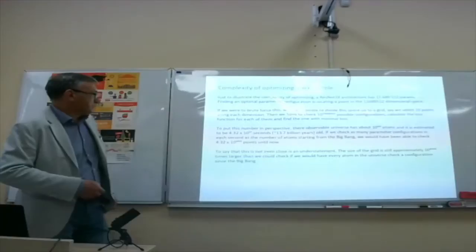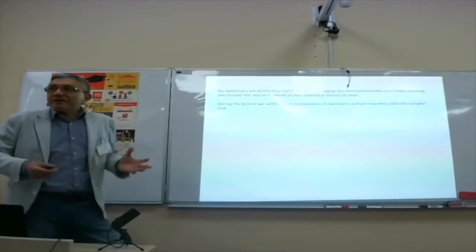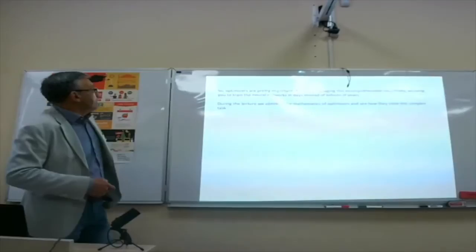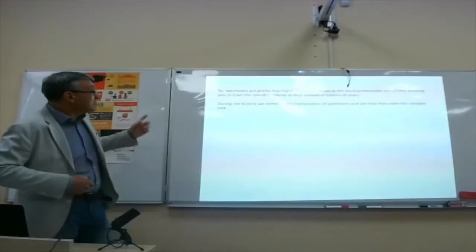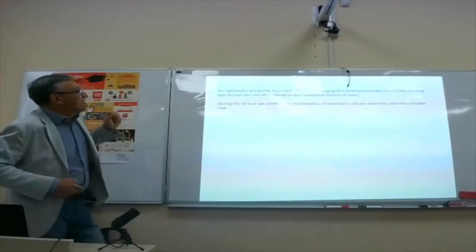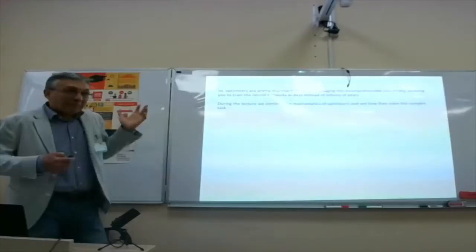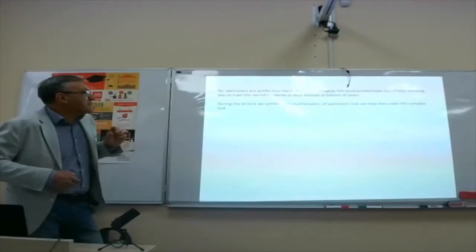So this is a reason to understand the hardness of optimization problems in real machine learning and deep learning problems and situations. During this lecture, the conclusion is that optimizers are pretty important. They manage this incomprehensible complexity, allowing you to train neural networks in days instead of billions of years. This is a good idea. During the lecture, we will consider the mathematics of optimizers and see how they solve these complex tasks.